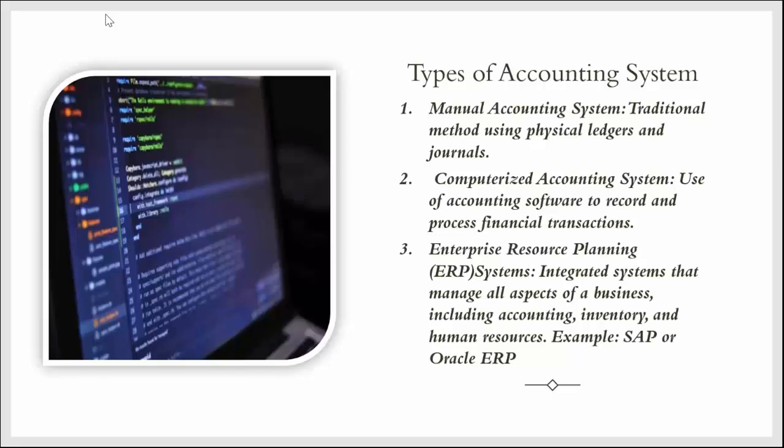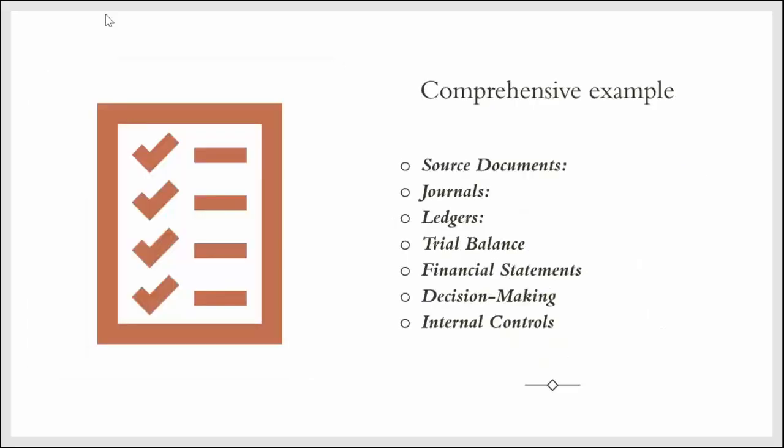3. Enterprise resource planning, ERP systems. Integrated systems that manage all aspects of a business, including accounting, inventory, and human resources. Example, SAP or Oracle ERP, which provide comprehensive modules for financial management. Example scenario. Imagine a small retail business, Elegant Dresses, which sells clothing both in-store and online.